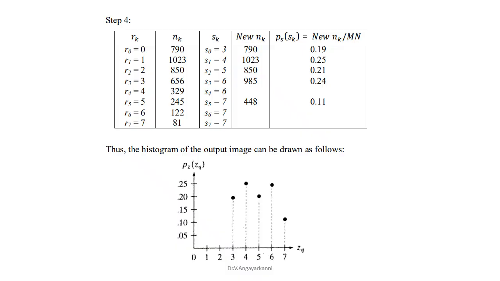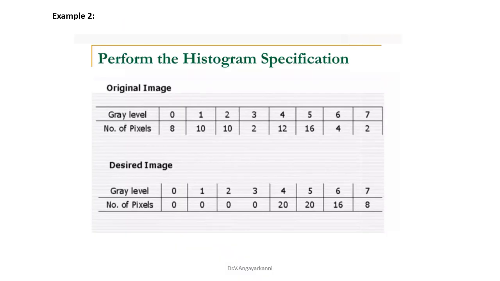Now new nk is being calculated. Based on that you refill the table. Similarly, using the new nk, we calculate the probability. Those values are now the calculated values for the histogram. The histogram of the output image can be redrawn as shown. So this entire process is called histogram specification and equalization. Calculate, and the final result will be shown.